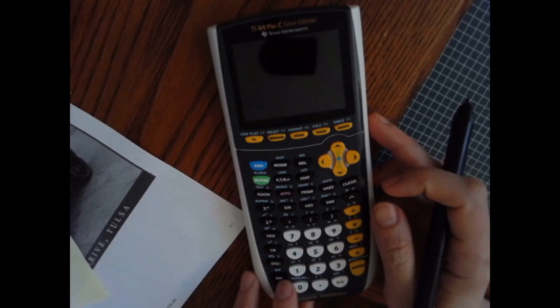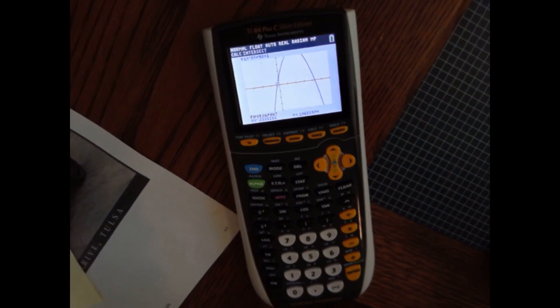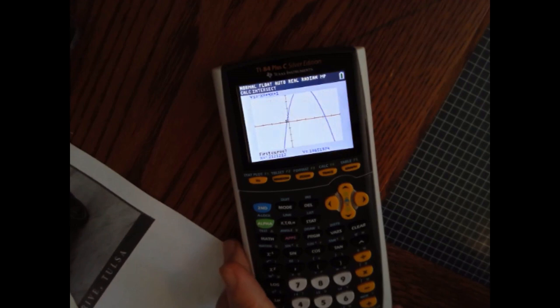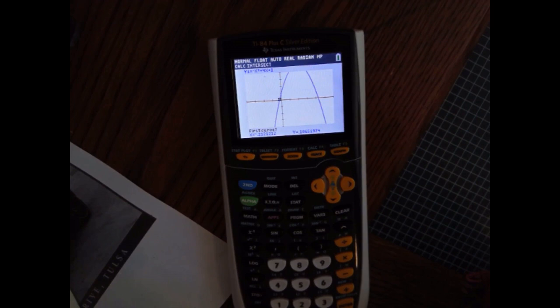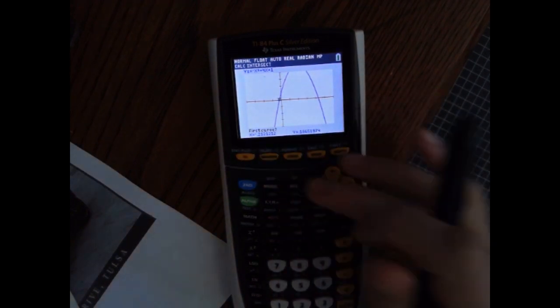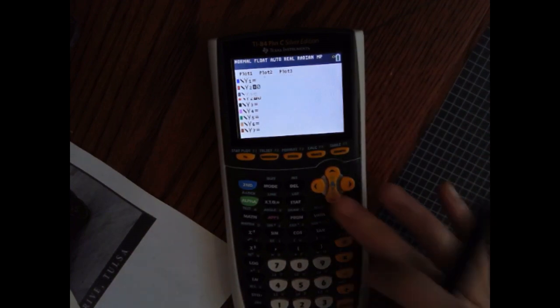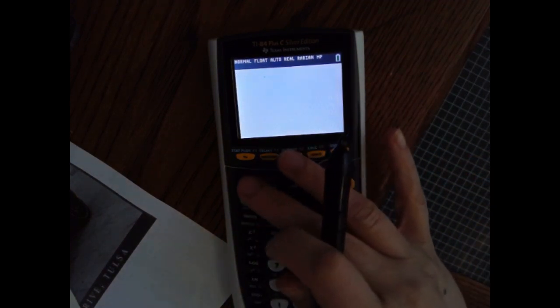I'm using this calculator. This is my TI-84 Plus C. I will try to focus it. Okay, and here we go. Now, I already graphed this, but I'm going to show you how to graph it from the beginning. So let's clear everything. Now, go back. Turn it off too. So I'm going to show you how we do all of that. Okay, it's off. You turn it on, then you will be here.